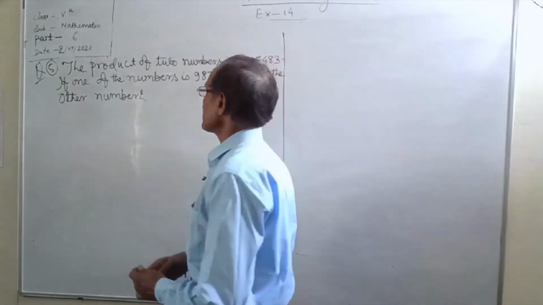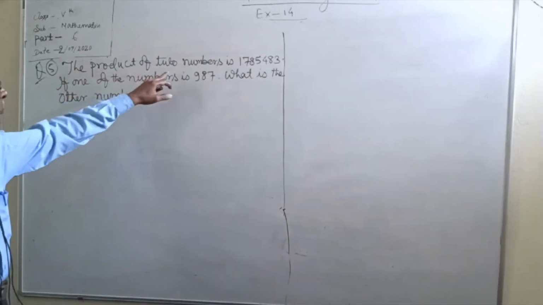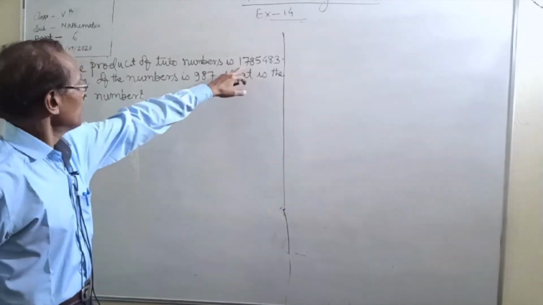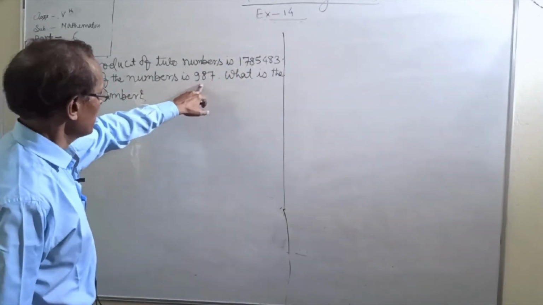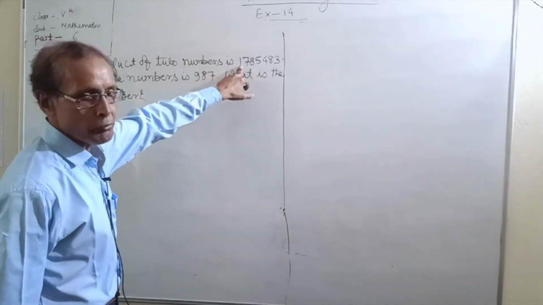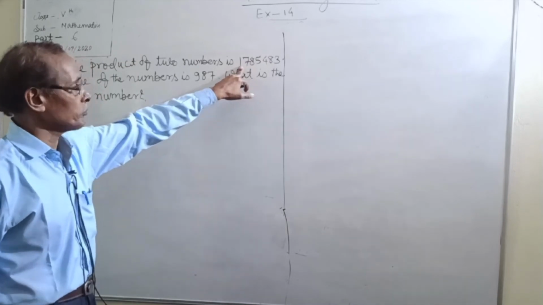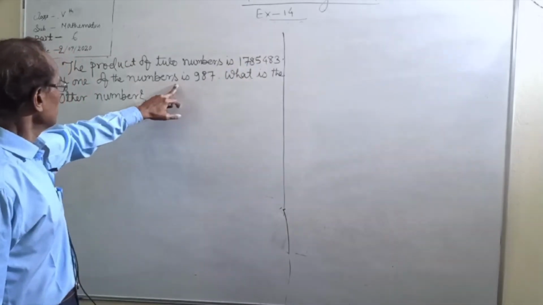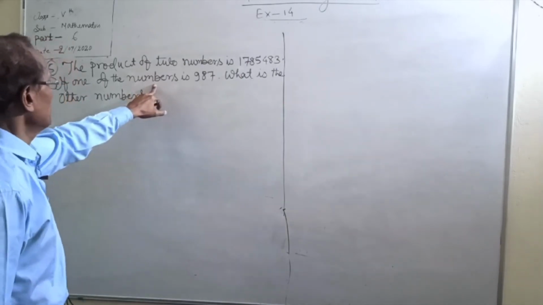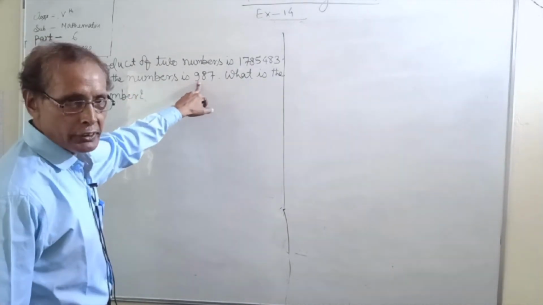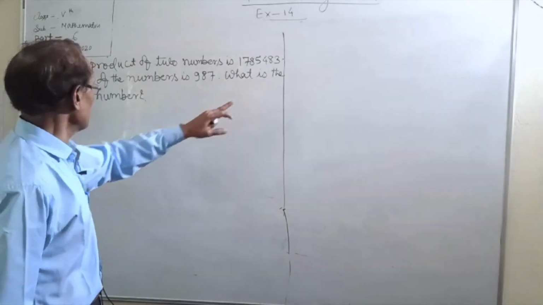Come to the question number 5. In question number 5, the product of two numbers is given here, and if one of the numbers is 987, the product of two numbers is given here. First value is the product of two numbers, and second, one of the two given numbers is already given here, and that number is 987. What is the other number?